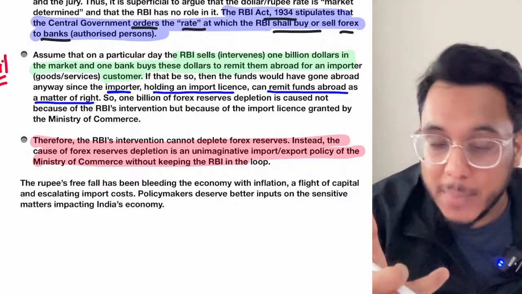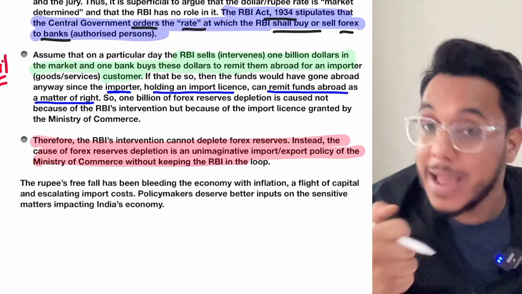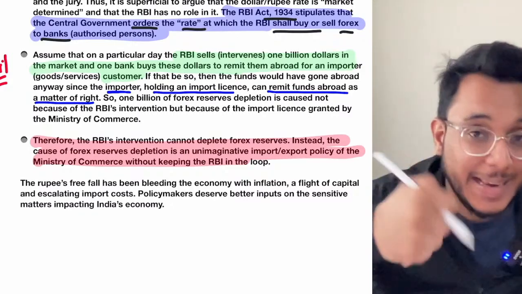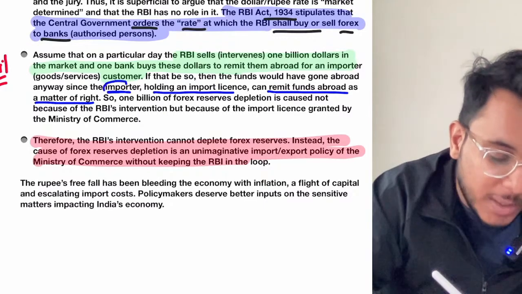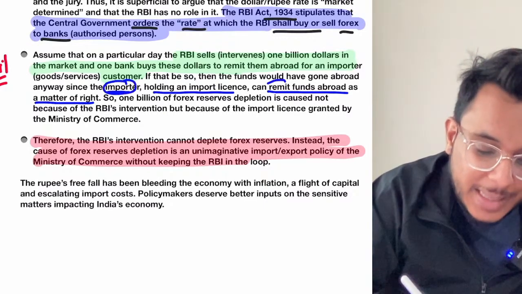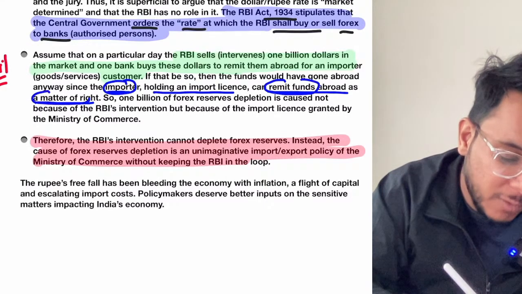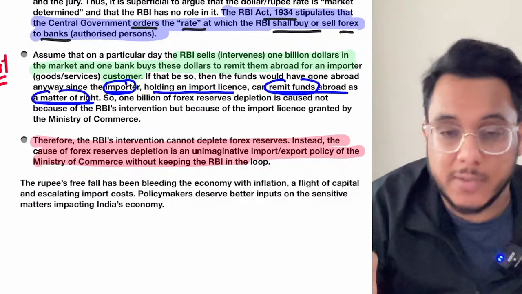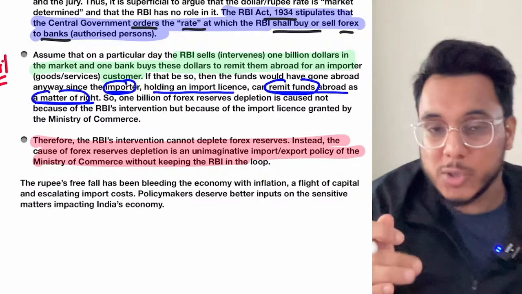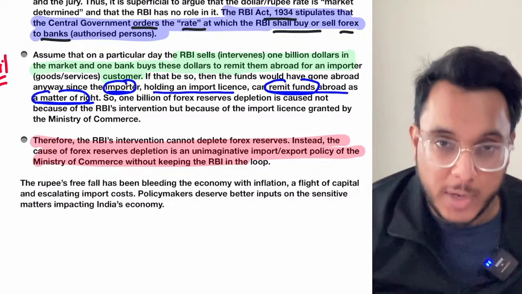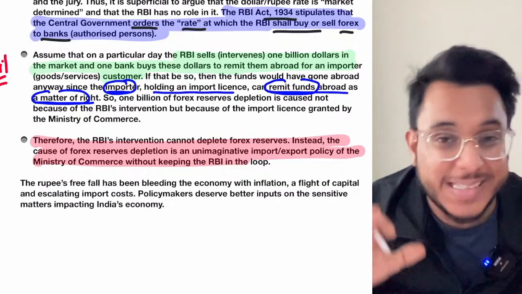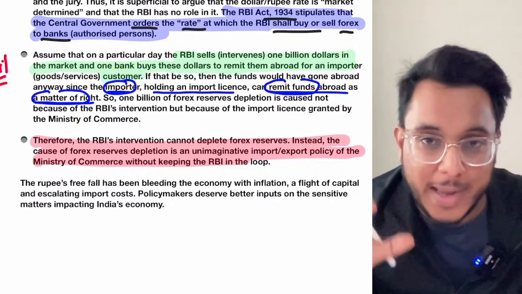And how will he remit the funds? First of all, he needs to have dollars. How will he get the dollars? By giving rupees and converting that rupee into dollars. So when the importers are there, they have a right to remit the funds, and as a matter of right, they can ask for forex from the Reserve Bank of India. Now who will provide the forex to him? Obviously only banks and the Reserve Bank of India are the players who can come into the market.